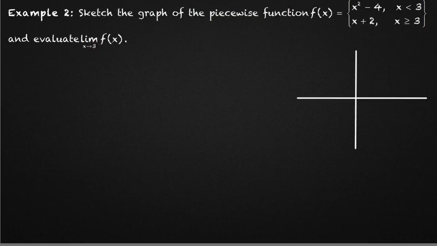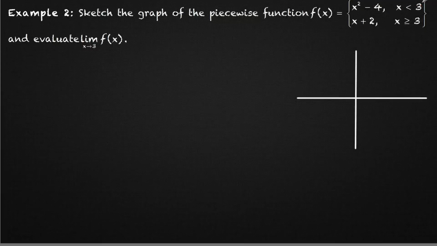Okay, here we have the second example. We also want to find the limit as x approaches 3 of f of x, and here we have what's called a piecewise function, which basically means that when x is less than 3, the function is going to resemble a parabola. And when x is greater than or equal to 3, the function is going to look like a linear function. So let's see if we can sketch both of these.